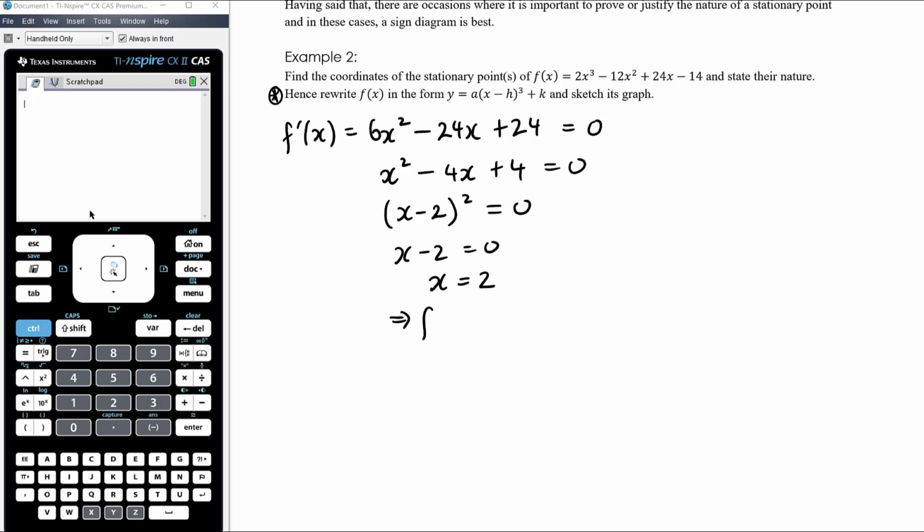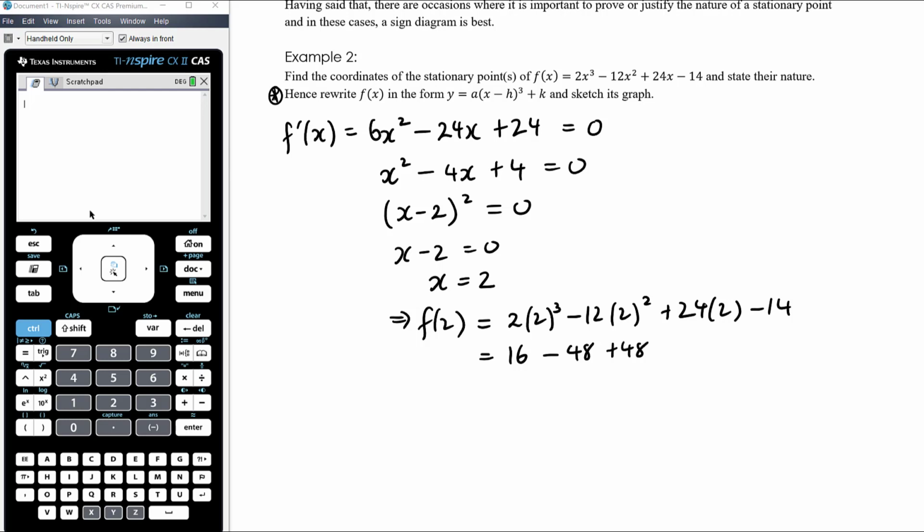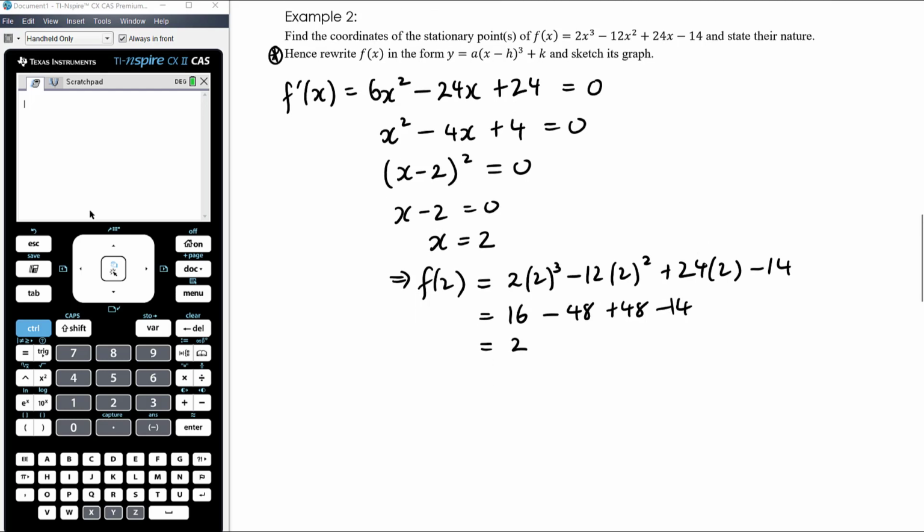Okay, so let's work out f of 2. F of 2 will be 2 times 2 cubed minus 12 times 2 squared plus 24 times 2 minus 14. Okay, so that's 2 times 8, that's 16, minus 12 times 4, so minus 48, plus 48, 24 times 2, and minus 14. So the 48s are cancelling out, 16 minus 14 is 2. Okay, so therefore we have a stationary point at 2, 2.